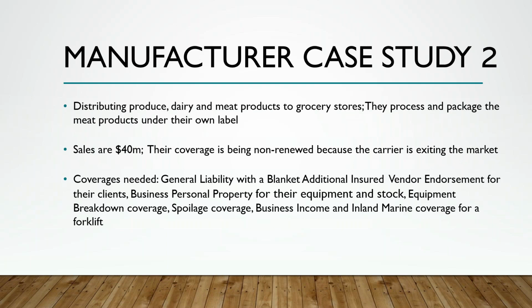This next example is a grocery distributor and manufacturer. They distribute fresh produce, dairy, and meat products to grocery stores. The fresh produce and dairy items are from local farms, but the meat they sell is packaged and sold under their own label, making them a manufacturer. Annual sales are 40 million and their coverage is being non-renewed because the carrier is exiting the market.